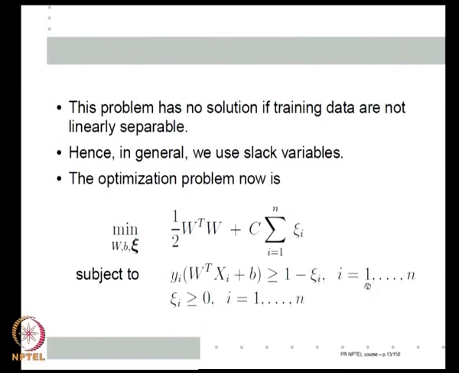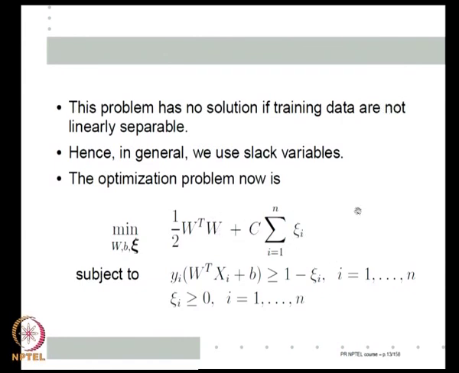If ξ_i are 0, then it will be like the whole solution. But even if I do not have a separating hyperplane, I would like to satisfy these constraints as much as possible. So, I use slack variable ξ_i and add the summation of ξ_i to the cost function. So, I minimize w transpose w plus some constant times the summation from i equal to 1 to n of ξ_i. This tells me the total violation of my constraints. C is a user specified constant.